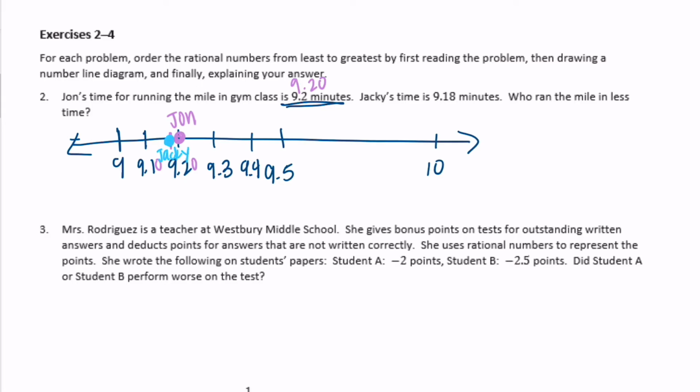right here. And we want to know who ran the mile in less time. So the person who is closest to 0 over this way would be Jackie. So Jackie ran in less time, and if we want to order it, we would say 9 and 18/100 and then 9 and 2/10.